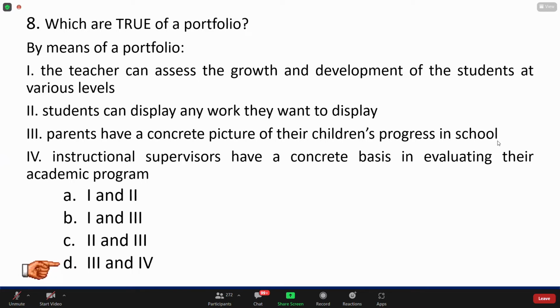Bakit hindi 1 and 2? Yung 1, the teacher can assess the growth and development of the students at various levels. So technically, hindi naman totally various levels, right? In what sense? So it could only assess, di ba, kung ano yung pinaka-focus ng portfolio na pinrepare ni student. And number 2, bakit hindi siya kasama, can display any work they want. Of course, di ba, yung best work lang ang nilalagay ni students sa kanilang portfolio. So we have 3 and 4.